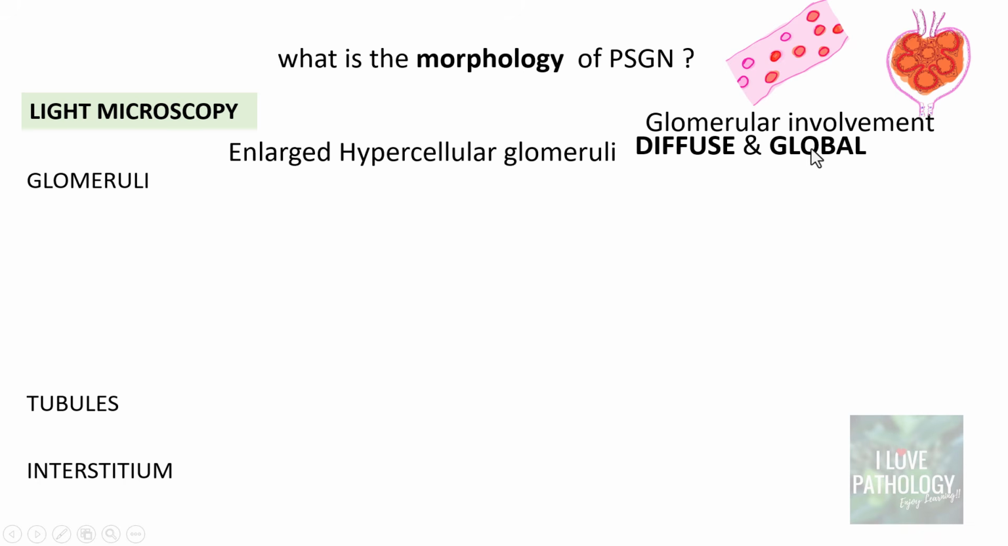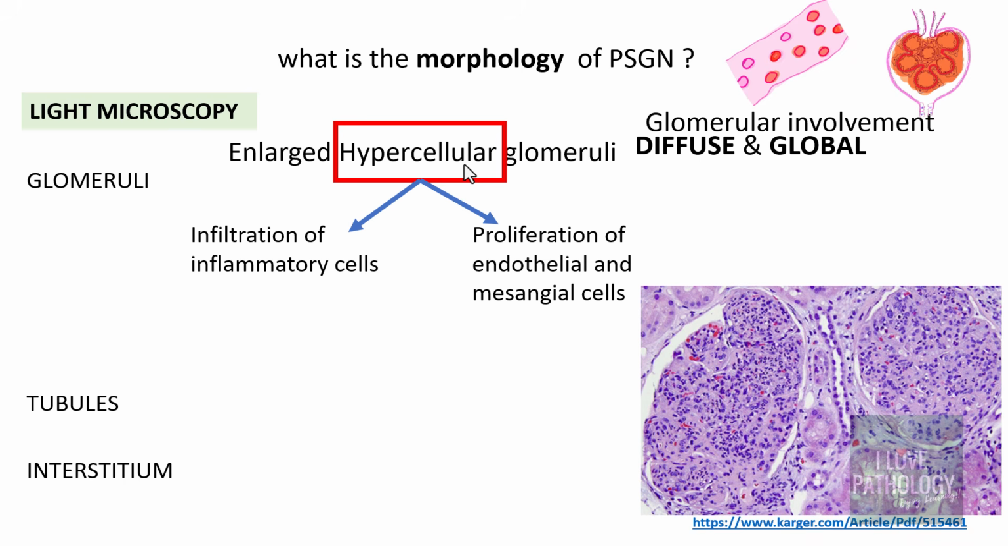So what really happens here? The glomeruli are enlarged and hypercellular. Now, why are they hypercellular? That's because of infiltration of inflammatory cells, and then there is proliferation of endothelial and mesangial cells. Okay, so remember, look at this. The whole Bowman space seems to be filled with the glomerular tuft, and you hardly see any capillary lumen. This is an enlarged hypercellular glomerulus, and this enlargement is basically because of proliferation of the endothelial cells, proliferation of the mesangial cells, and the infiltration of inflammatory cells.